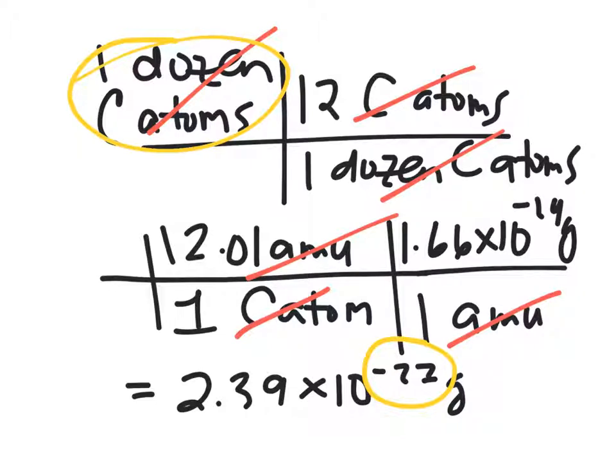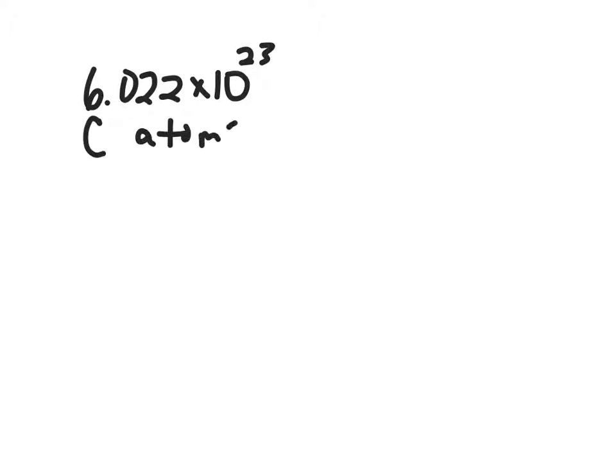So that's all well and good, but this is still a really tiny number. So it doesn't make sense to count my carbon atoms in groups of 12 or a dozen either, because I still don't have a balance or scale that will measure out that small of an amount. Third time's a charm. I'm just going to pick a different number now. So let's say instead of counting in groups of 12, I count in groups of 6.022 times 10 to the 23rd. That's a really big group. So let's say I have that many carbon atoms. Then we'll do the same calculation again.